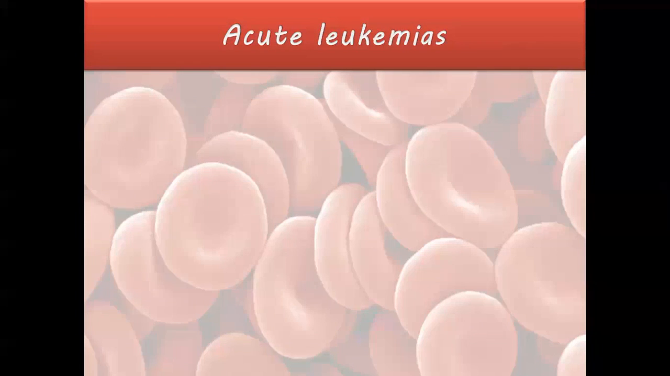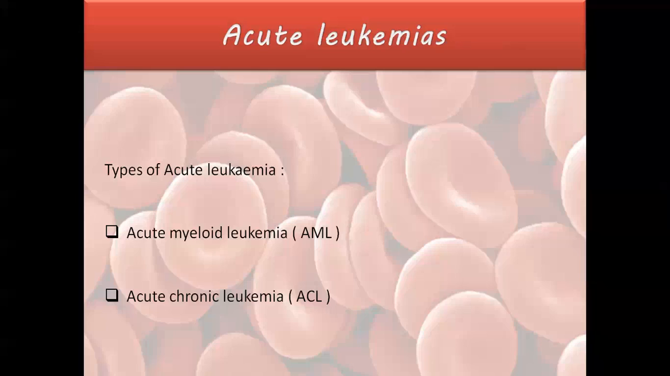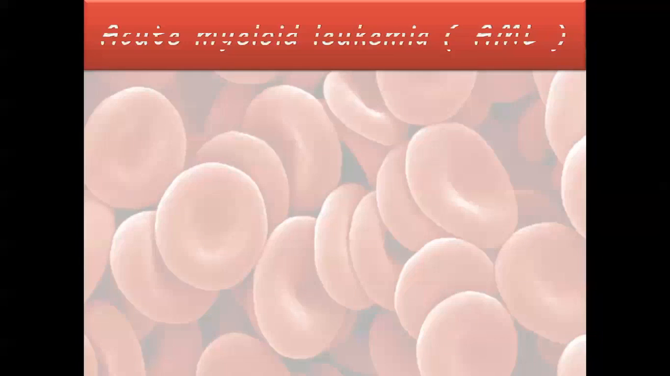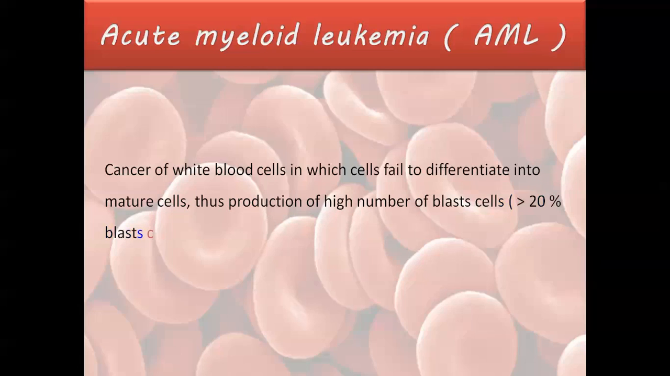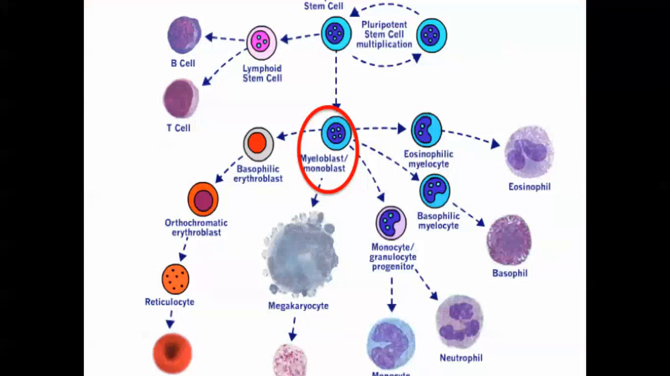Acute leukemia. Types of acute leukemia. There are two types of acute leukemia, which are acute myeloid leukemia and acute lymphoid leukemia. Let's talk about acute myeloid leukemia. Acute myeloid leukemia is defined as the cancer of white blood cells in which cells fail to differentiate into mature cells, thus producing a high number of blast cells, usually more than 20% in the bone marrow aspiration.